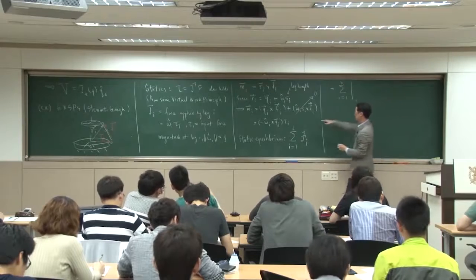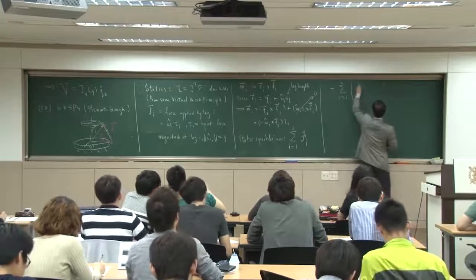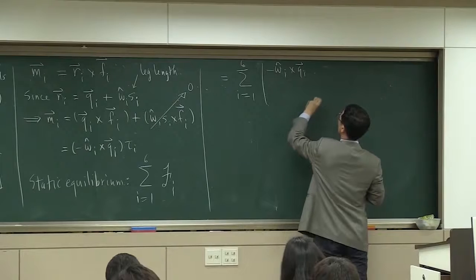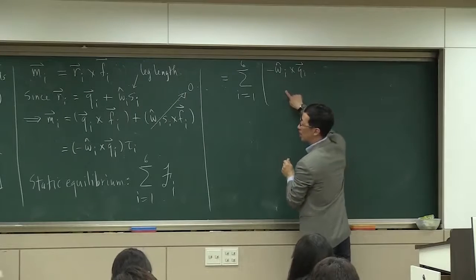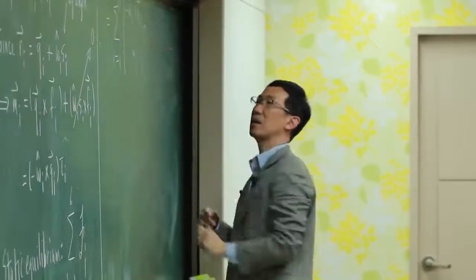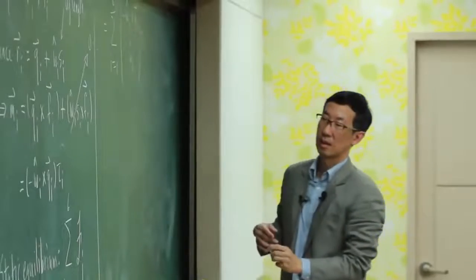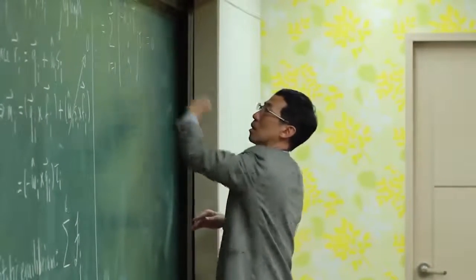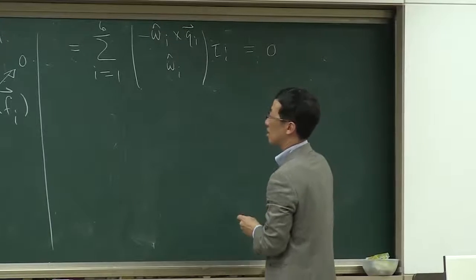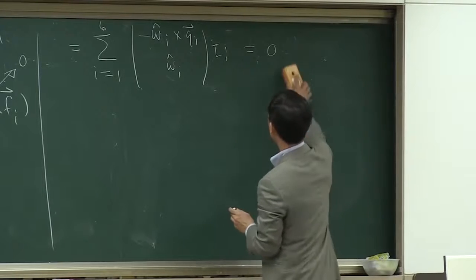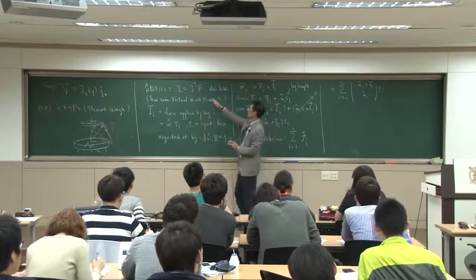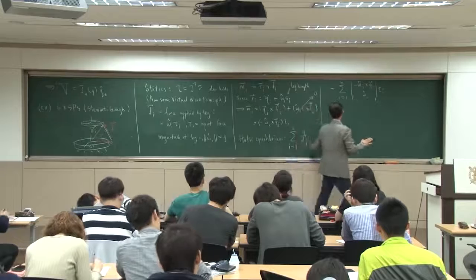Here are the moments: minus omega i cross q i, and then down here we have omega i, tau i. Okay, this has to equal 0. Actually, well, hold on. Actually, we don't want to set 0. We want to use this. All right, so hold on. Let's calculate the spatial forces.